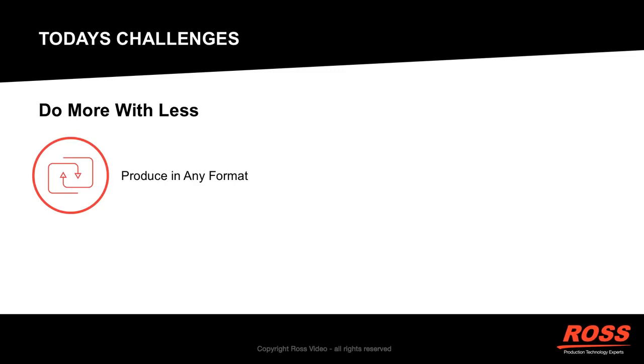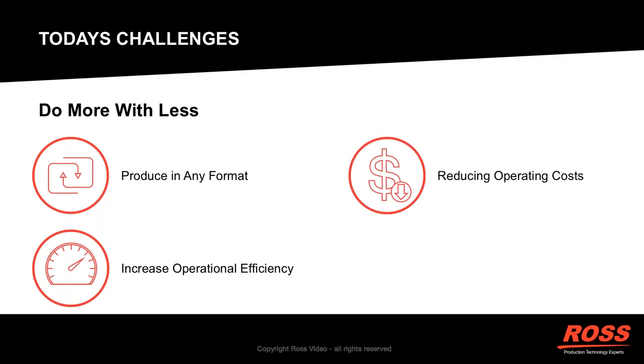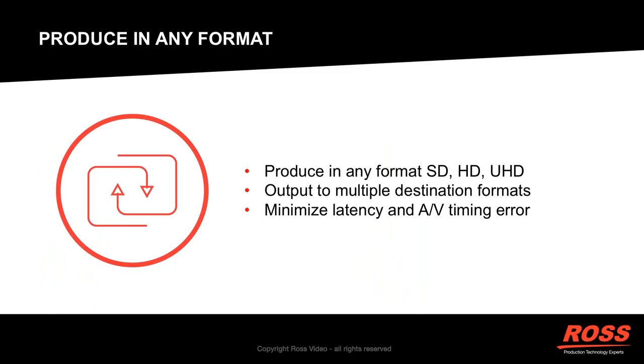So one of the things we all have to be able to do going forward is to produce in any format. We all know the dynamics of our industry today. We have to accommodate lots of different formats. We need to increase our operational efficiency, and that often means taking another look at how our operations actually work. And of course, we all want to reduce operating costs and maximize our equipment life. We don't want to buy a product today that has a limited lifetime. And therefore, of course, in doing so, if we can keep the maximum life, we are also maximizing our return on investment.